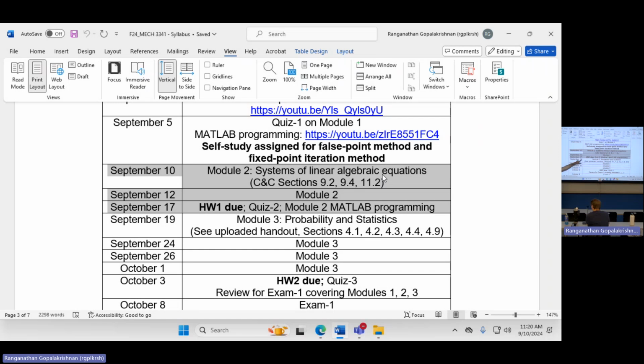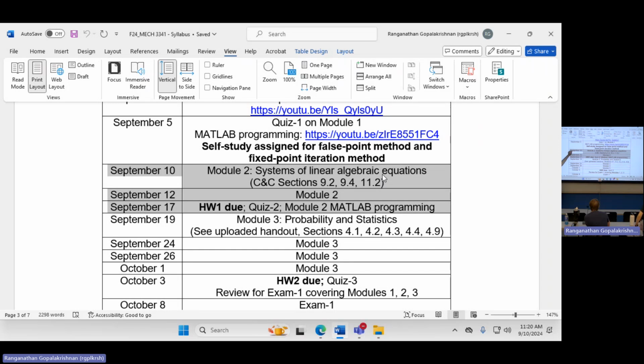And the quiz is 1 week from today. So next Tuesday is your quiz on this topic. So 3 methods, 2 questions. So you'll be tested on 2 out of 3. And after the quiz, we'll do some MATLAB programming related to this module to wrap it up.